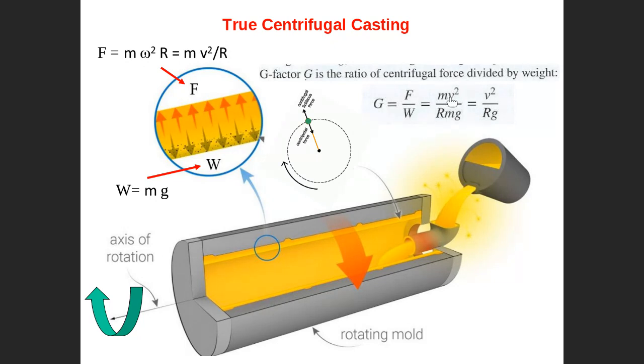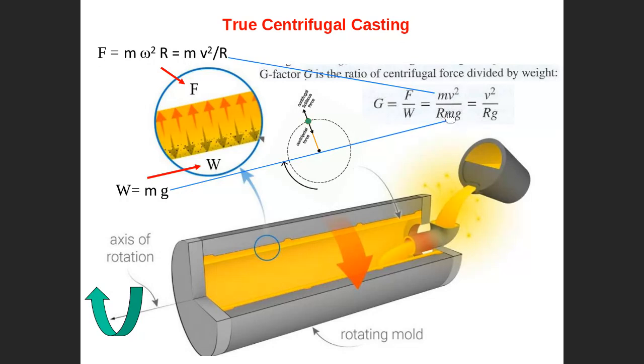F, which is equal to mv squared divided by r, and W equal to mg. So this is W here, equal to mg, and this is the centrifugal force here, equal to mv squared divided by r. So this is the equation.